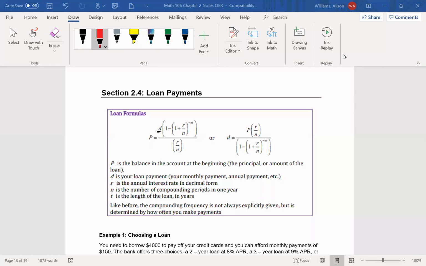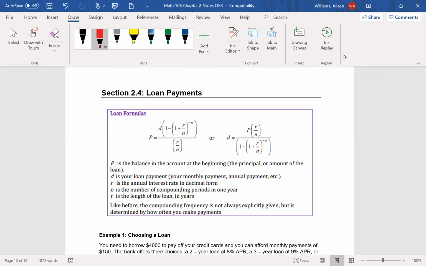In this video, we're going to talk about the formulas used for loan payments. We have two basic formulas here. The first one is to calculate the balance based on a specific payment amount. We're assuming monthly payments, since that makes the most sense. So in these problems, n, which is the number of times we're compounding, as you can see on this list of what each variable represents, is going to be 12.